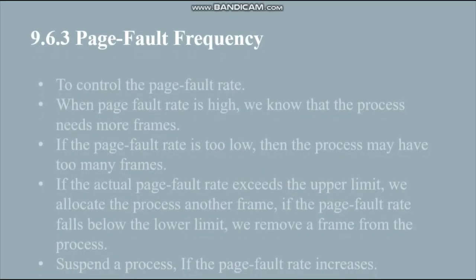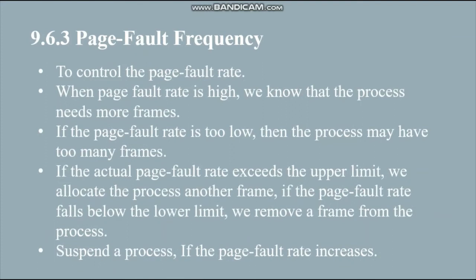So next is page fault frequency. To control the page fault rate: when the page fault rate is high, we know that the process needs more frames. If the page fault rate is too low, then the process may have too many frames. If the actual page fault rate exceeds the upper limit, we allocate the process another frame. If the page fault rate falls below the lower limit, we remove a frame from the process. Suspend a process if the page fault rate increases.